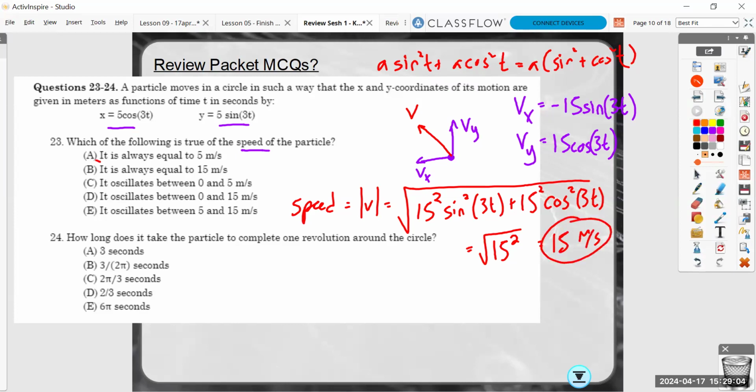What mistake could people make that makes it oscillate? They might look at the sine and cosine and want to say, because what this object is doing is going around in a circle, and if you look at the individual velocities, they go from positive 15 to negative 15. Sometimes it's going that way, sometimes it's going this way. The individual velocities oscillate, but the total speed remains constant.